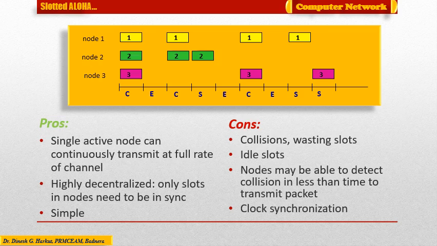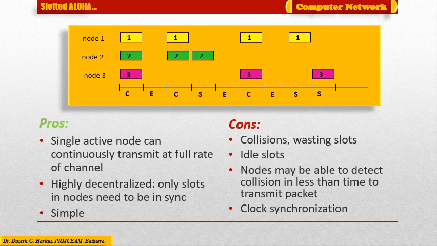Slotted ALOHA is also an extremely simple protocol. Slotted ALOHA works well when there is only one active node. But how efficient is it when there are multiple active nodes? There are two possible efficiencies concerned here.